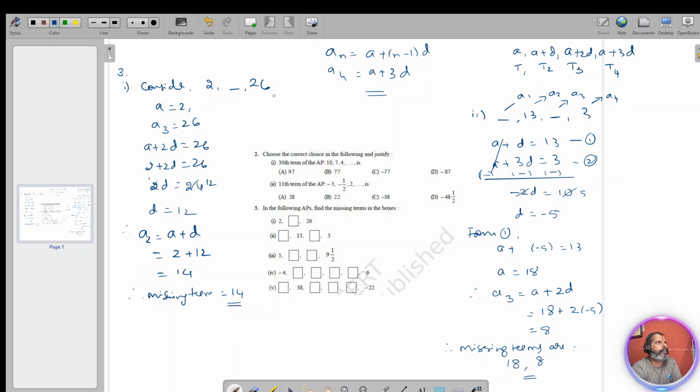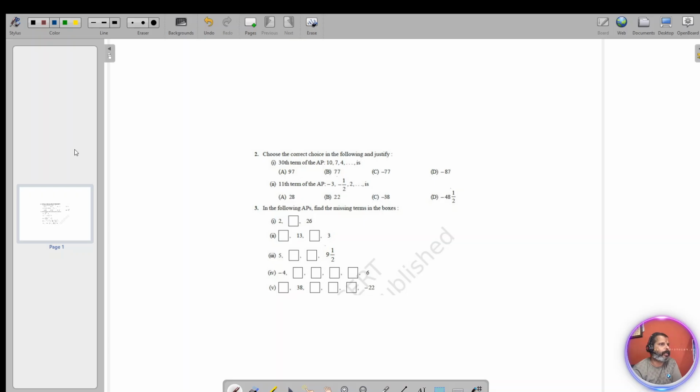We'll move to the third question in the third main. What is that? 5, dash, dash, 9 and a half, right? So here we know a is the first term, that is 5. A4 means a1, a2, a3, a4, which is given as 9.5. What is a4? a4 is a plus 3d, which is 9 and a half. a we know is 5, plus 3d is 9 and a half.